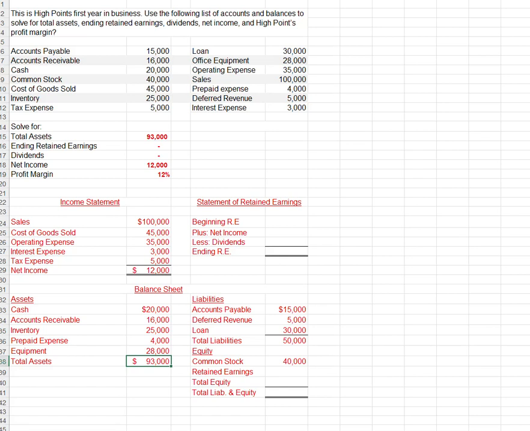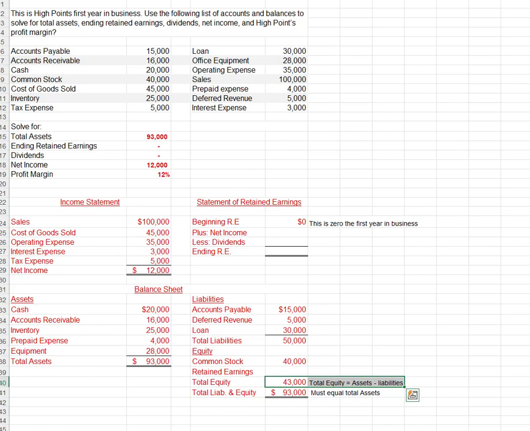Next, we know total liabilities have to equal total equity. And since this is our first year in business, beginning retained earnings is 0. So there's our liabilities equal equity. Next we can solve for total equity. If liabilities are 50 and liabilities and equity are 93, the difference is total equity of 43.